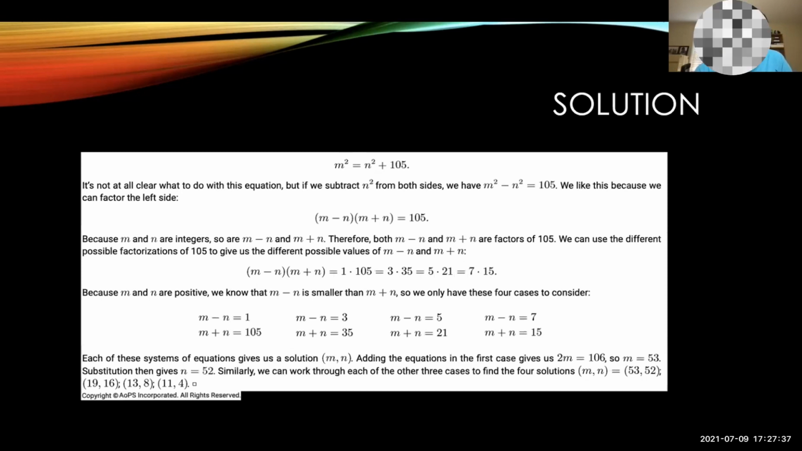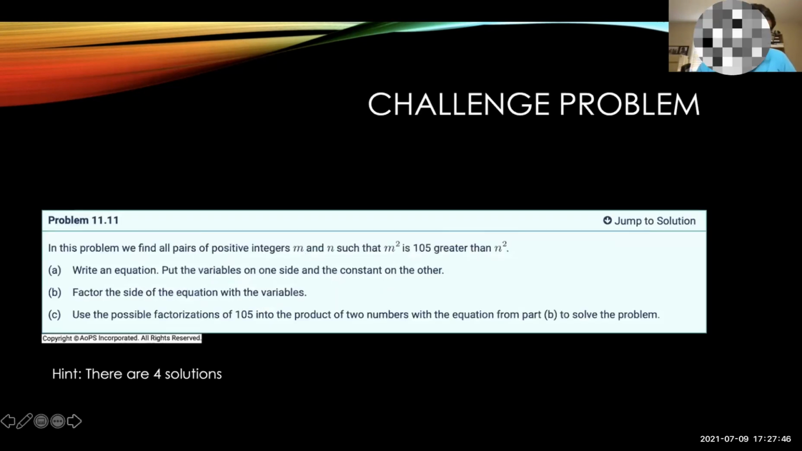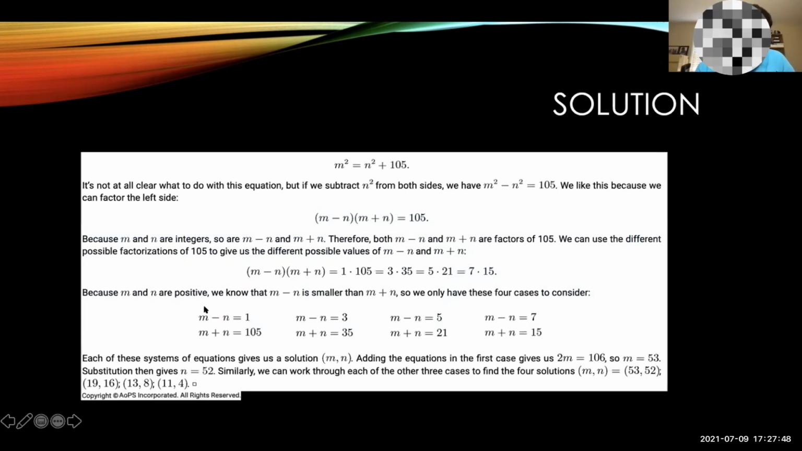Now, some of you might be asking why we didn't use negatives, like -1 times -105. And the reason for that is because in the question, it says find only positive integers. So we can only use positive ones.